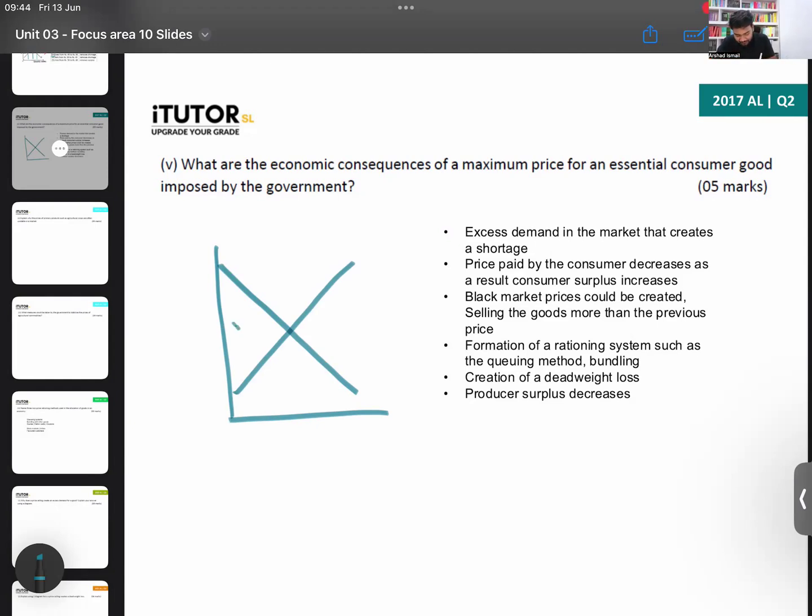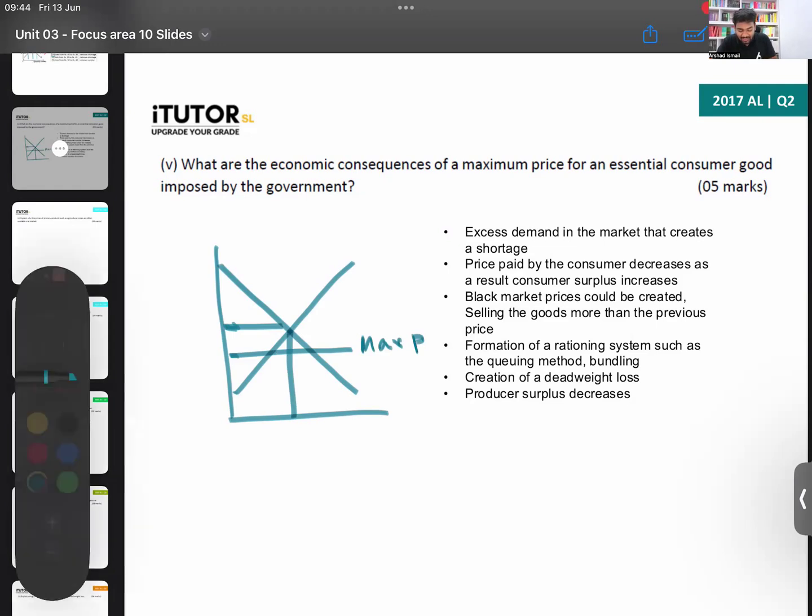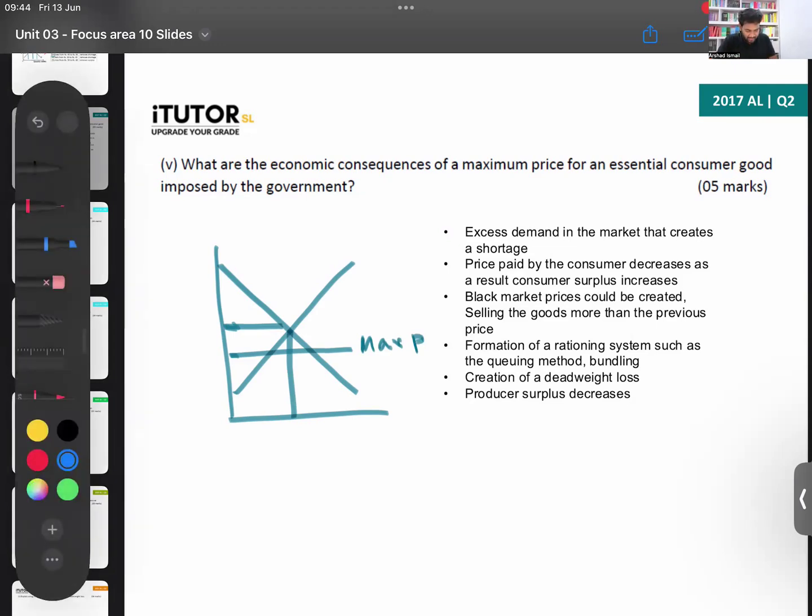So you can have a small diagram. This is the maximum price that is set. So what are the consequences? What can you write? I have typed a few things. There is an excess demand that creates a shortage of goods in the market. The price paid by the consumers will decrease. And as a result, consumer surplus will go up.